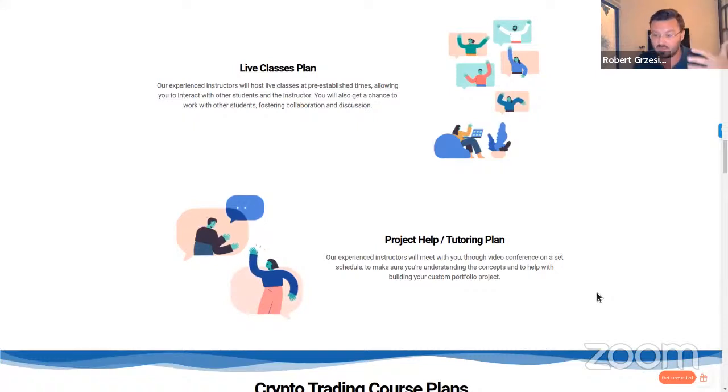Plus, you get the live class aspect of it. You get lots of support, lots of help. And then with project help and tutoring, you really get a lot of help. We'll sit down. People in the past have bought project help and tutoring, and I've spent hours with them, helping them out and making sure that things work for them. And they've built some really cool stuff, let me tell you. Some of our students have really wild imaginations and have built some really cool stuff.